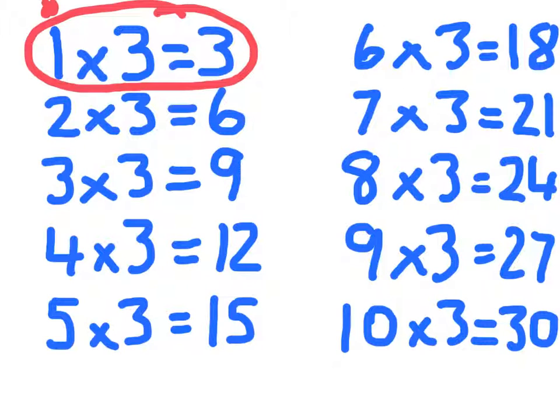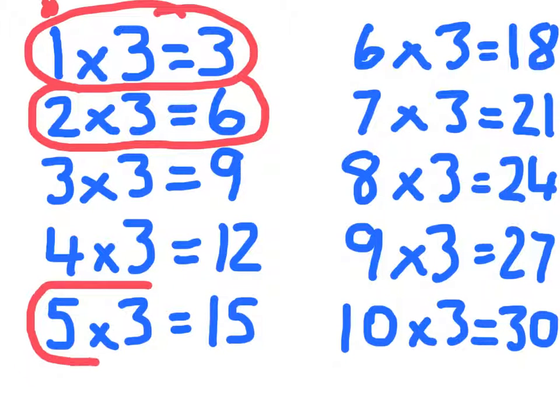And we also know our 2 times tables. That 2 times 3 is just double. Double 3 equals 6. We know our doubles facts by now. What else do we know? We know 5 times 3 equals 15. 5, 10, 15. Yep, we know our 5 times tables because we can skip count in fives.